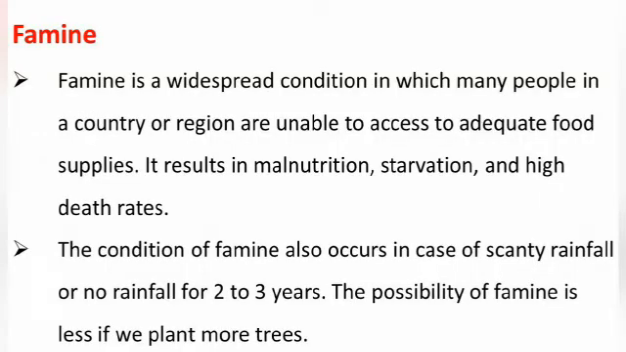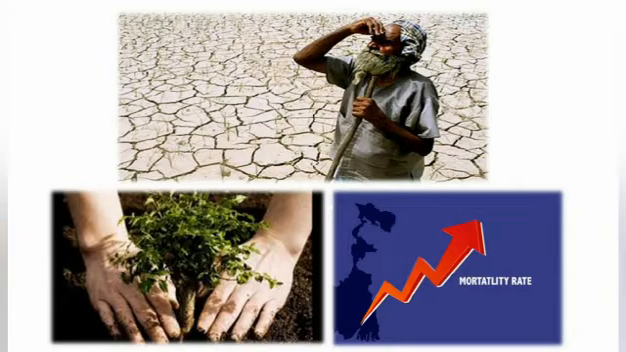The condition of famine also occurs in case of scanty rainfall or no rainfall for 2 to 3 years. The possibility of famine is less if we plant more trees. So we have seen that usually when there's a problem of cutting of trees and lack of rainfall, so lack of food supply, that eventually leads to famine, and that's how people die out of starvation. So this is one of the pathetic situations.